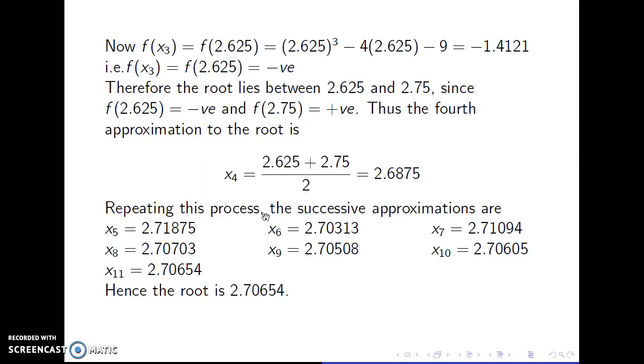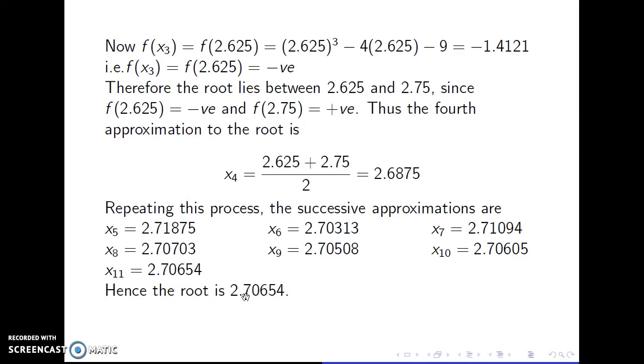So from an exam point of view, we perform a maximum of 4 approximations, that is up to x4, but if the question is to approximate the given root to 3 decimal places, then repeating this process and the successive approximations, we find x5, x6, x7, x8, x9, x10 and x11. Now at x10 and x11 we got the same approximation.